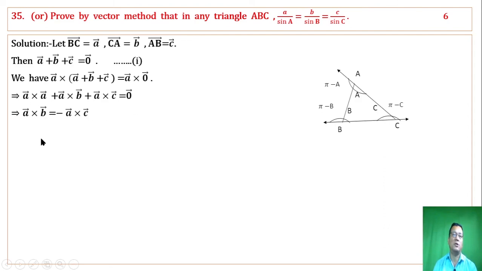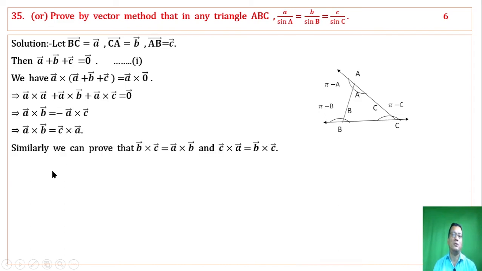A cross A is 0. We have A cross B equal to minus A cross C, which is equal to C cross A. Similarly, we can prove that B cross C equal to A cross B and C cross A equal to B cross C. Therefore, A cross B equal to B cross C equal to C cross A.